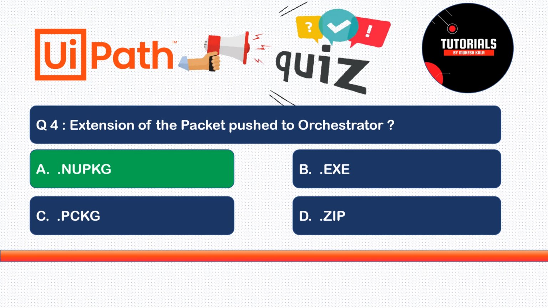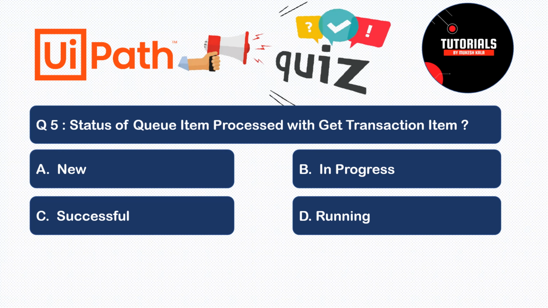Now coming up on the screen is question number 5, which says status of the queue item processed with the get transaction item. So in our code we have used an activity called the get transaction item. So what happens whenever the get transaction activity picks an item from the queue? What is the status of the queue item whenever that queue item is processed with the help of get transaction item? Is it new? Is it in progress? Is it successful, or is it running?